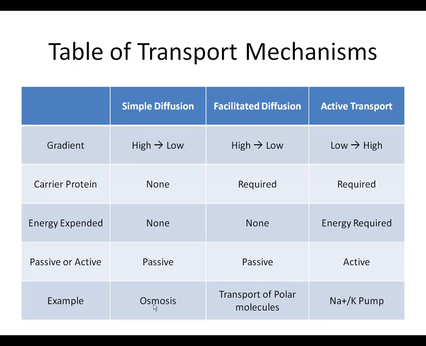An example of simple diffusion is osmosis. This is the simple diffusion of water across a semi-permeable membrane. Facilitated diffusion is the transport of polar molecules. Examples of active transport include the sodium-potassium pump. Glucose movement across the membrane can be an active transport. Glucose can also be transported via facilitated diffusion. So some of these examples will overlap a bit.